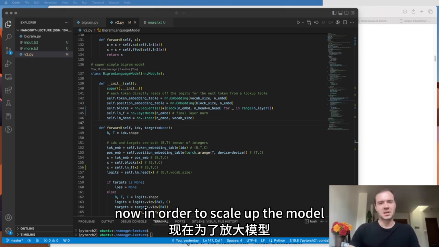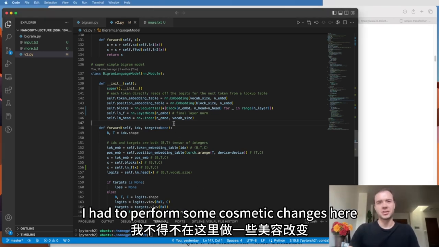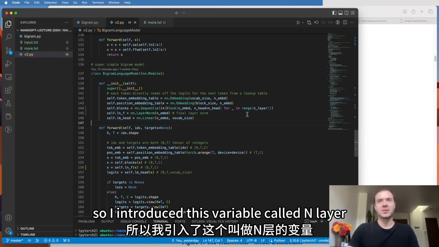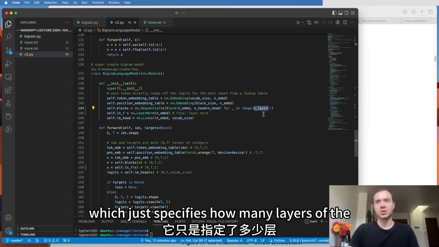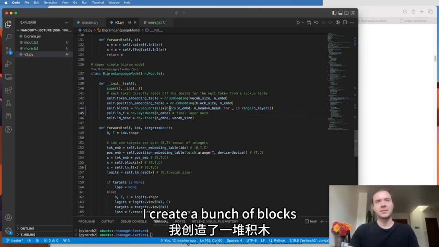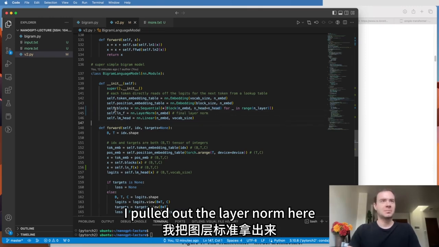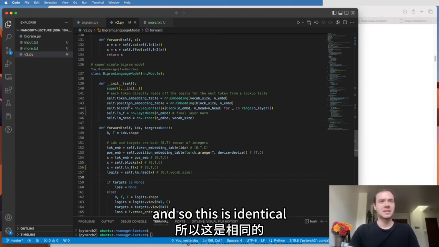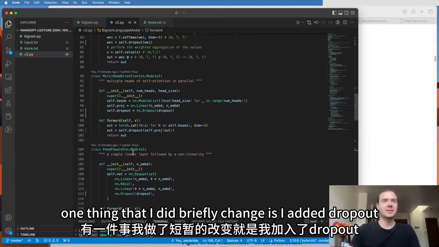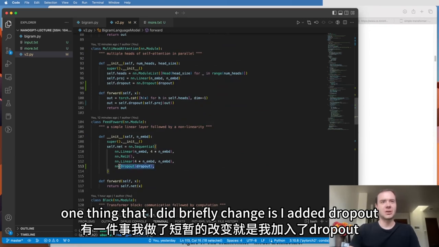Now, in order to scale out the model, I had to perform some cosmetic changes here to make it nicer. So I introduced this variable called nLayer, which just specifies how many layers of the blocks we're going to have. I create a bunch of blocks, and we have a new variable, number of heads, as well. I pulled out the layer norm here, and so this is identical. Now, one thing that I did briefly change is I added dropout.